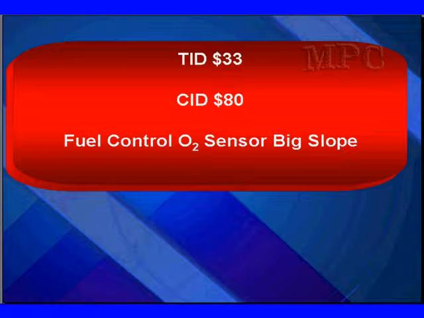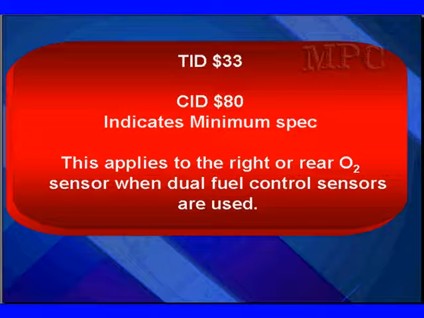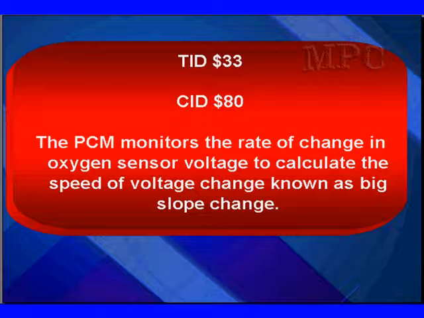This is test ID 33, component ID 80. It is for fuel control O2 sensor big slope. Now component ID 80 indicates we have a minimum limit or specification. This applies to the right or rear O2 sensor when dual fuel control sensors are used.